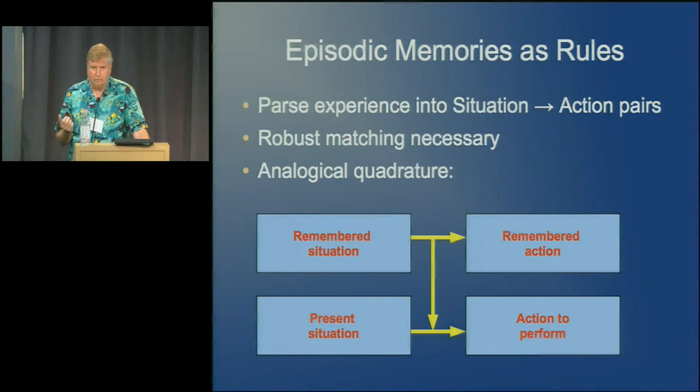The key addition is that you never have a remembered situation that matches exactly the situation you're in, so you need some way to modify the match. I call this analogical quadrature, and it's roughly the same sort of thing that Hofstadter and Mitchell's Copycat does. You force a match with a situation, and then you carry that forcing over to the action in a parallel sort of way.